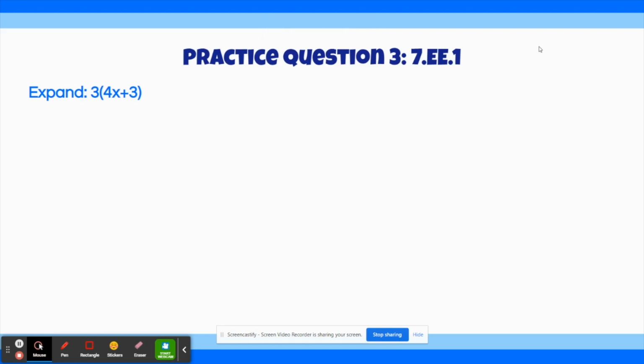Alright, on to practice question number 3. It says expand 3 times open parentheses 4x plus 3. So you can take this time to do this problem on your own, and when you're ready to see the answer, you can play the video.